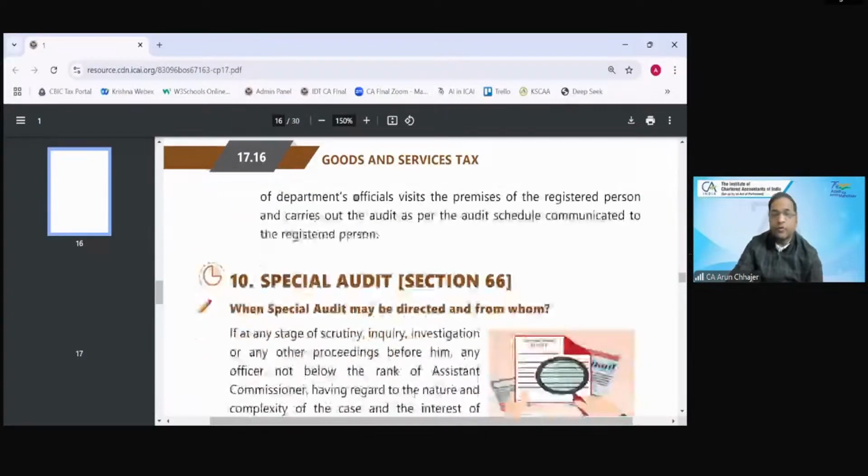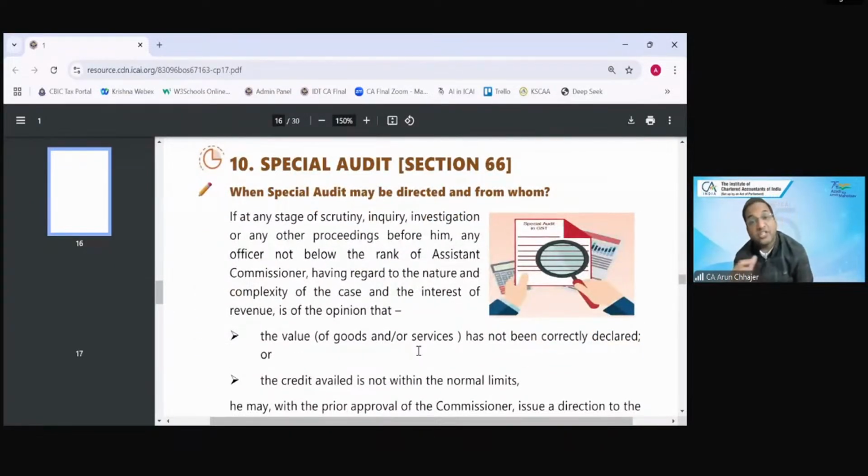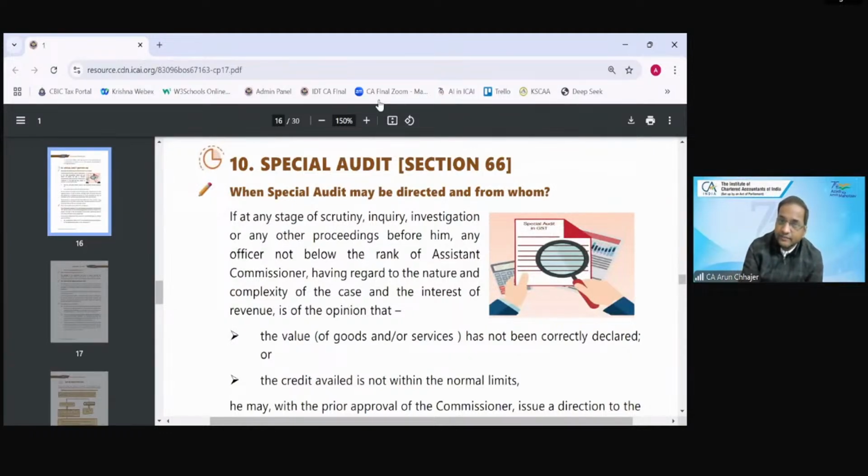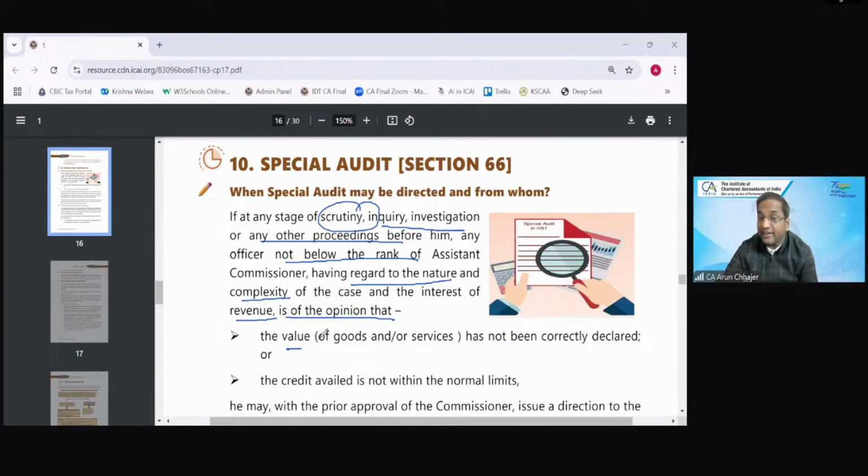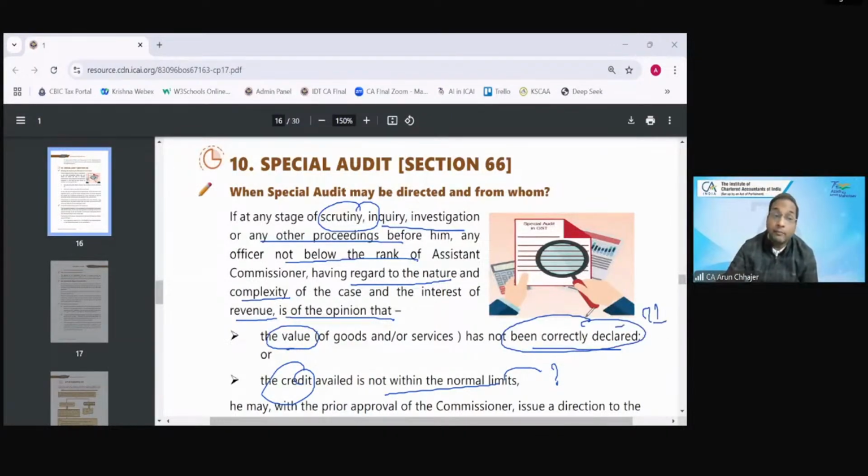Now let's move to section 66. What is section 66? This is a special audit. If at any stage during the scrutiny, inquiry, investigation, or any other proceeding before him, any officer not below the rank of Assistant Commissioner, having regard to the nature and complexity of the case and the interest of revenue, is of the opinion that the value is not correctly declared and credit is not within the normal limit. What is the definition of the normal limit? Nothing has been given. What is the meaning of not correctly declared? Nothing has been given. But the point is, the value has not been correctly declared or credit is availed not within the normal limit.